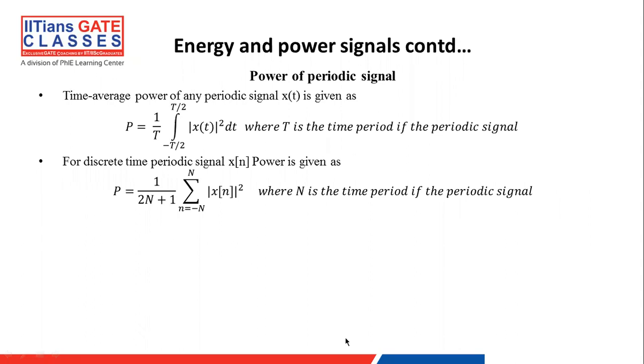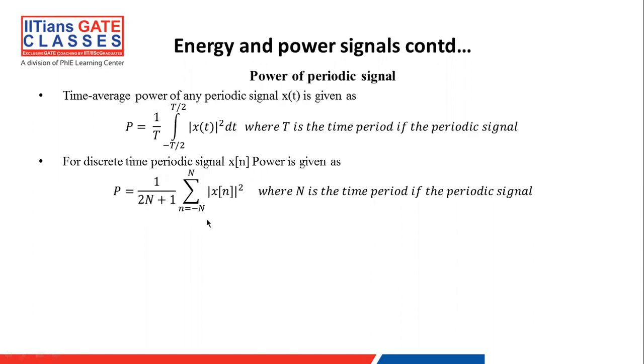Now there is one specific case for the power signal, and that is if the signal is a periodic signal, then definitely it will be a power signal. Since it is a power signal, our power calculation becomes very simple. We don't have to put the limit t tending to infinity here. We can just integrate this equation and we will get the power.